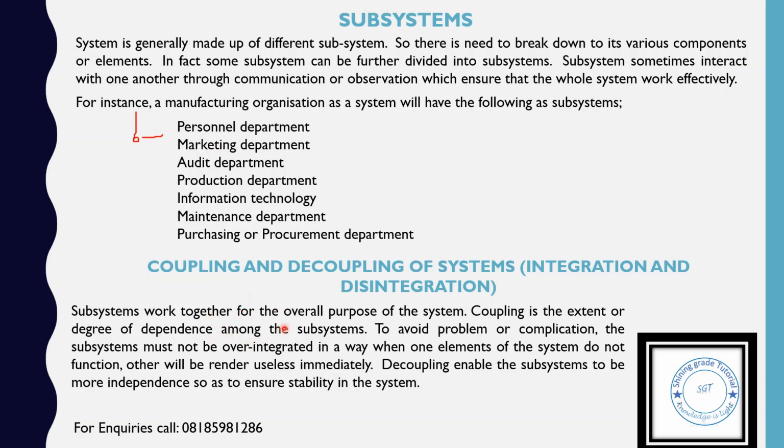The degree should not be so high that over-dependence on one subsystem will affect the whole of the system later on. So decoupling enables subsystems to be more independent, so as to ensure stability in the system. So you have to decouple sometimes, disintegrate them, to ensure that a system is able to stand on its own.